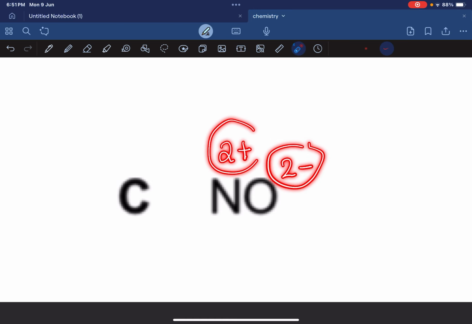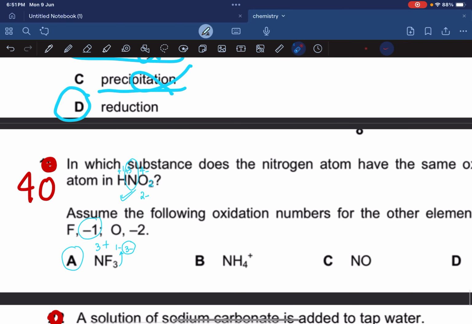Over here, that's so easy. Nitrogen is 2 plus, because oxygen is 2 negative. To balance out 2 negative, you need a 2 plus. That's again incorrect. So option A is the correct one.